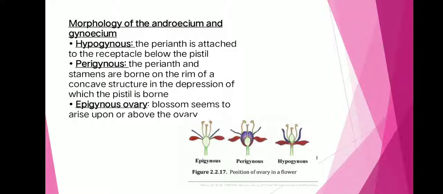Morphology of the androecium and gynoecium. First, hypogynous. The perianth is attached to the receptacle below the pistil. Perigynous. The perianth and the stamens are borne on the rim of the concave structure in the depression of which the pistil is borne. Epigynous. Blossom seems to arise upon or above the ovary. And then in that picture, first is epigynous, second perigynous, third hypogynous.